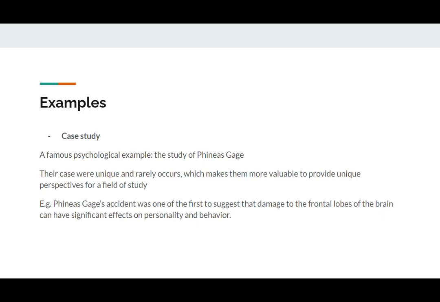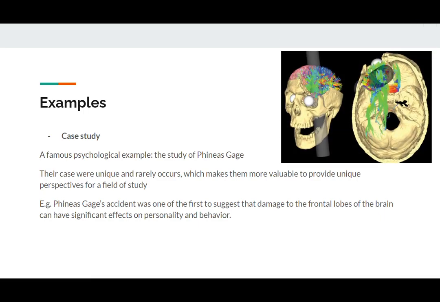The accident occurred when an iron rod was accidentally driven through Gage's skull, as this picture shows, damaging his frontal lobes. Despite the severity of the injury, Gage was able to walk and talk immediately after the accident and appeared to be relatively uninjured. However, there were some major changes to his personality following the injury.